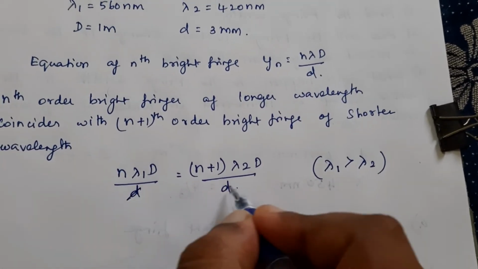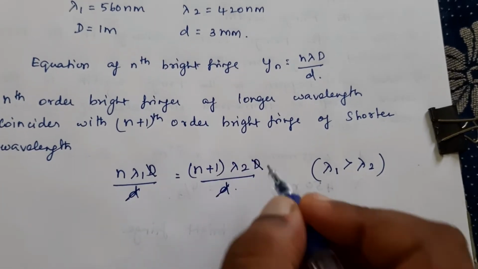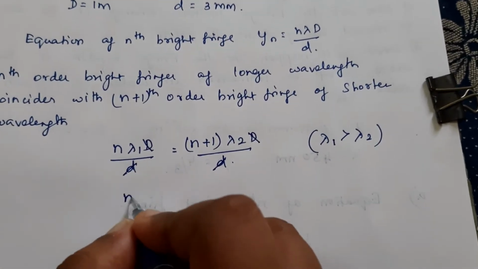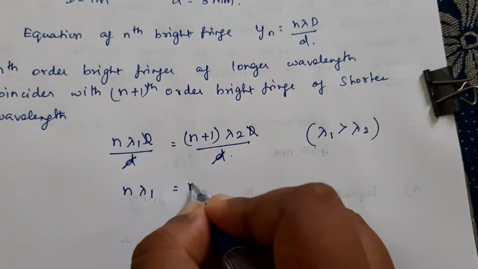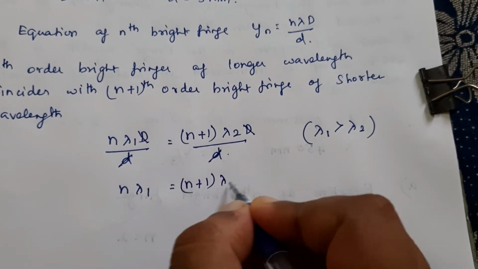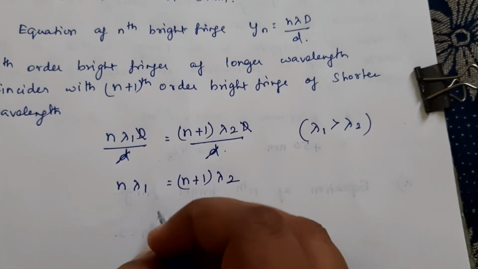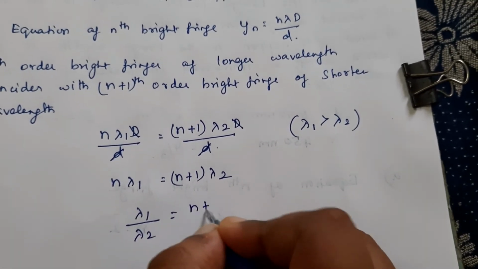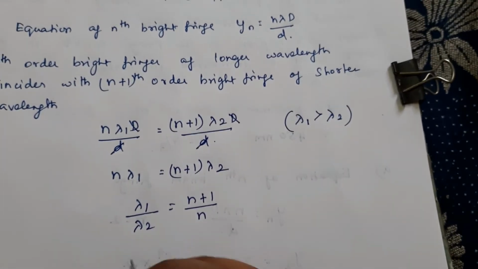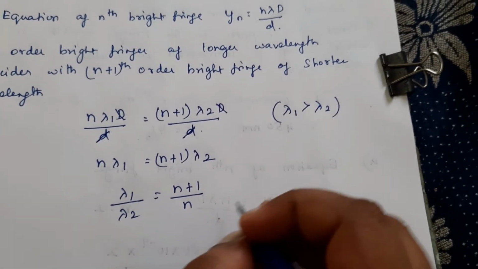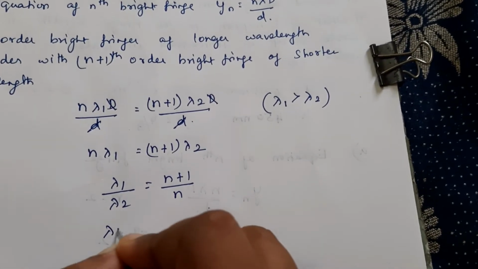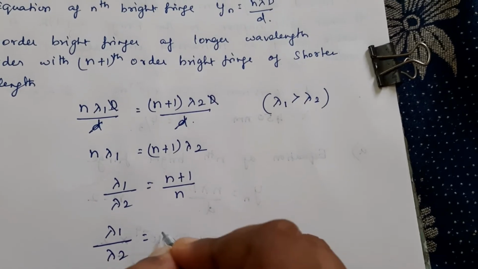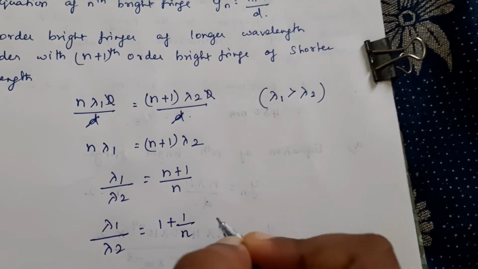So here small d and small d will get cancelled, capital D and capital D will get cancelled. So what will we get? n lambda 1 is equal to n plus 1 lambda 2. So we can write lambda 1 by lambda 2 is equal to n plus 1 by n. This can be written as lambda 1 by lambda 2 is equal to 1 plus 1 by n.